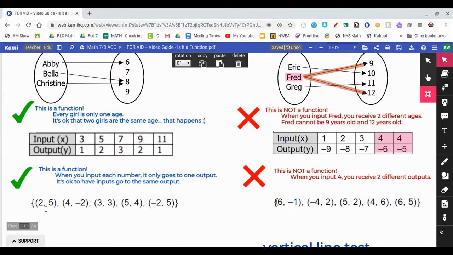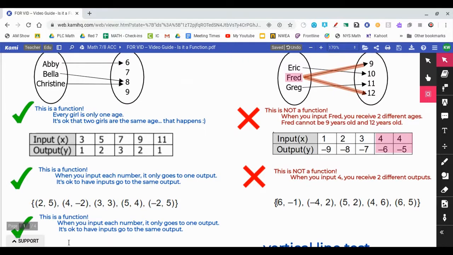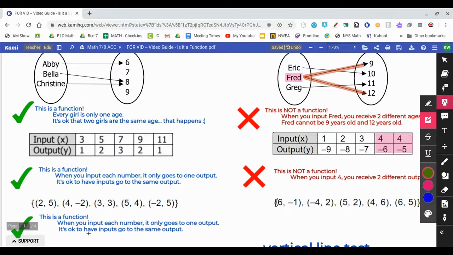Moving on to the ordered pairs. 2 goes to 5, 4 goes to -2, 3 goes to 3, 5 goes to 4, and -2 goes to 5. This is a function because when you input each number, it only goes to one output. Now, it's okay that some inputs have the same output, like 2 goes to 5 and -2 goes to 5. It's all right if they have the same output. It's kind of like how two different students can go to the same class.